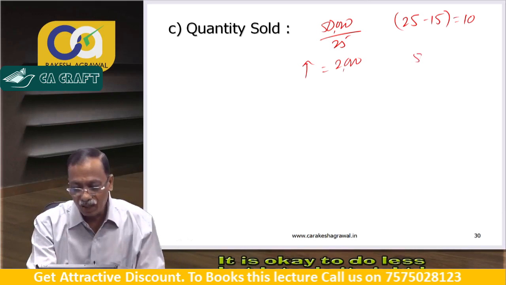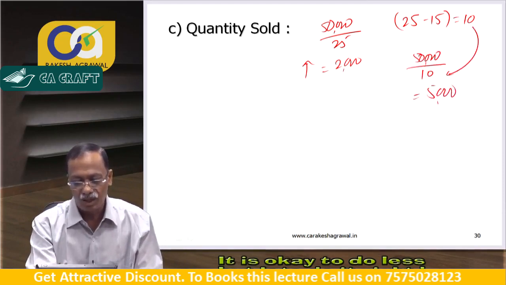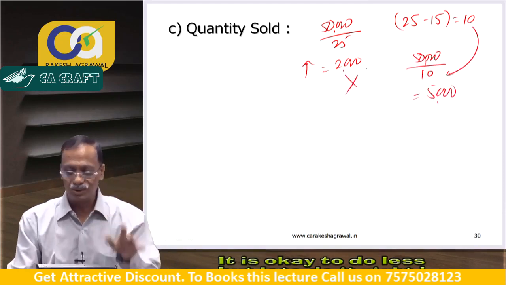And I want to increase my earning by how much? 50,000. So 50,000 divided by 10 I have to do. So the correct answer is 5,000 units and not 2,000 units.